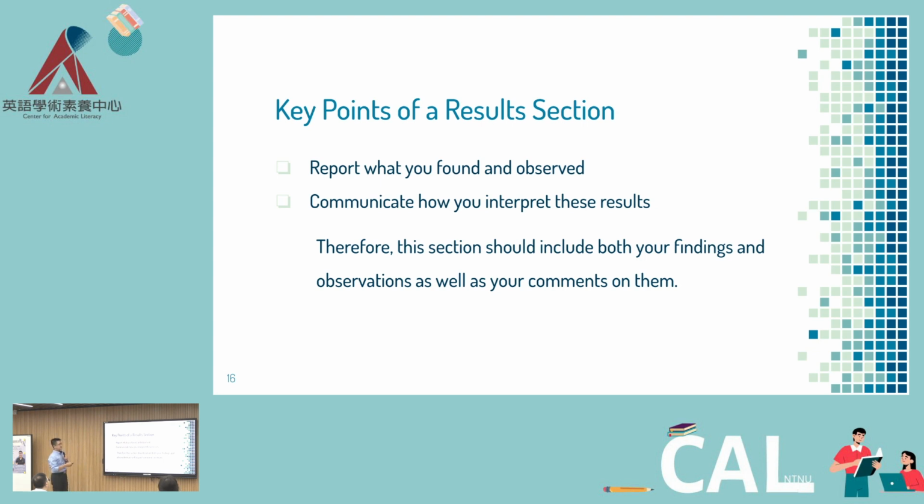So the key points of the results section. Here's some description of the key points. The first one is you report what you find and observed. So that's your finding and your observation. Okay? So you have to communicate how you interpret. You see the two curves, you see the 24%. You have to communicate how you interpret this result. That's a lot, or that's just a small number. You have to demonstrate to your reader.